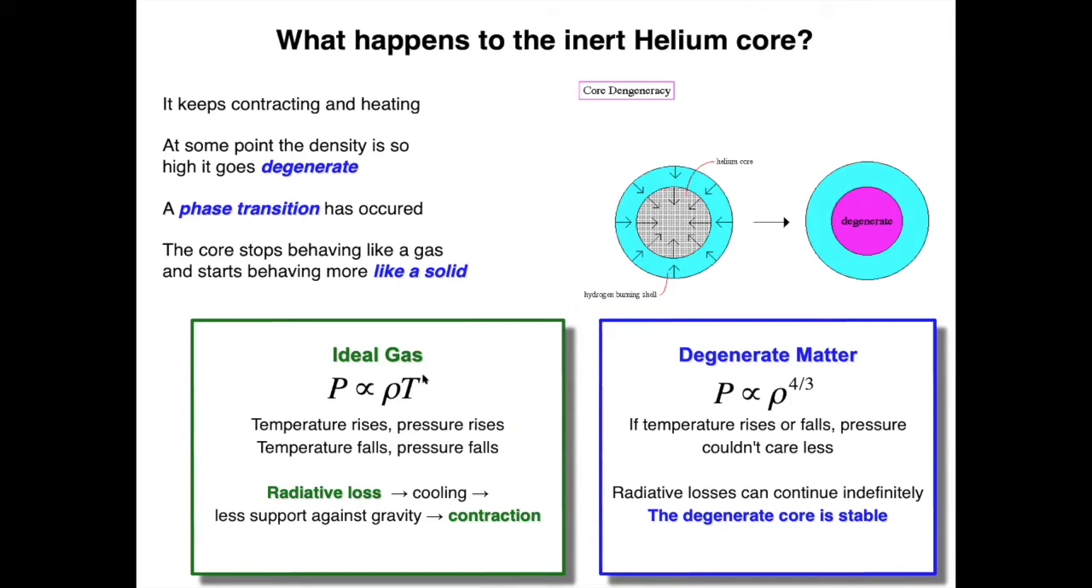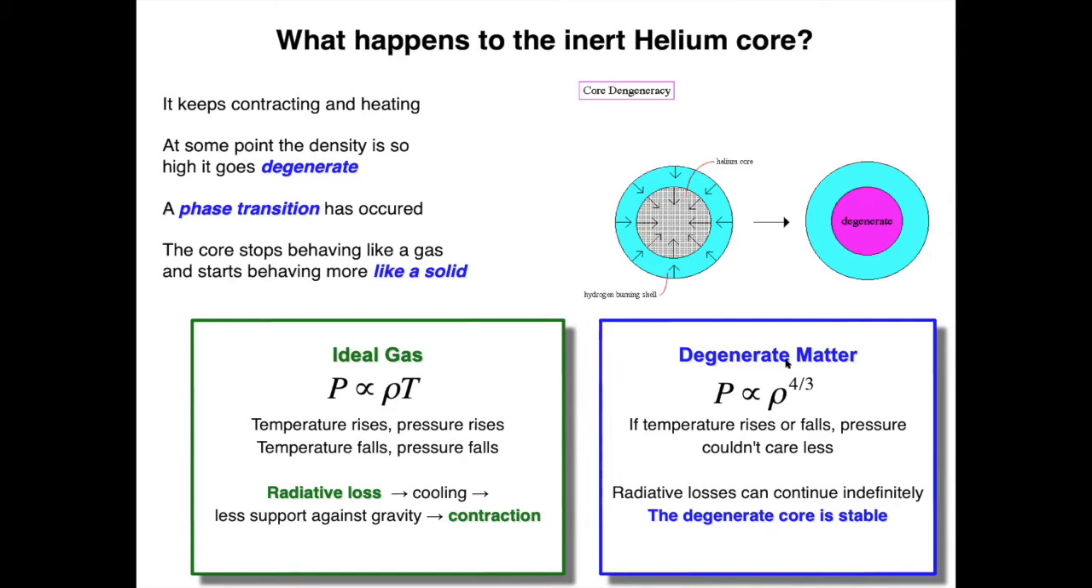So what happens in an ideal gas as you have this contraction? You contract, the temperature rises, the pressure also rises. If the temperature falls, the pressure falls. So if you have a radiative loss, that means that the temperature goes down, you have cooling, you have less support against gravity, and then contraction. So the core keeps contracting as it's trying to generate more pressure to equilibrate against gravity.